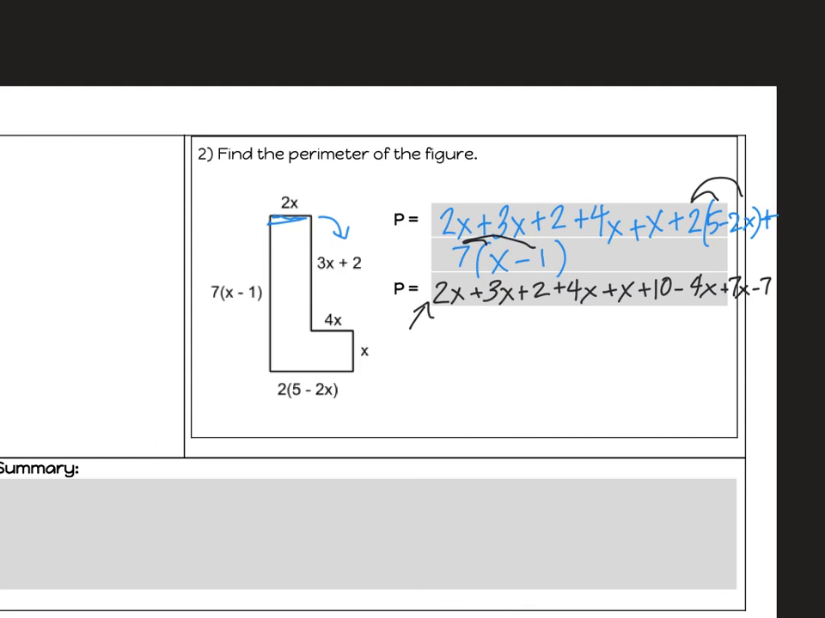And now I'm going to combine my like terms, so I'm going to circle everything that has an x in yellow. Okay, and then I'm going to circle the constants in green. And I want you to go ahead and try this on your own. And when you combine like terms, you should get, for your perimeter, 13x plus 5.